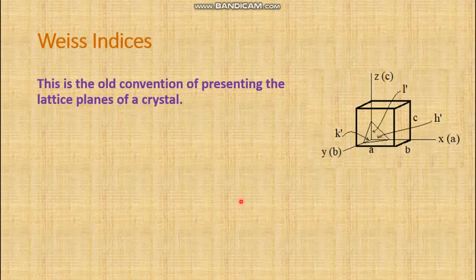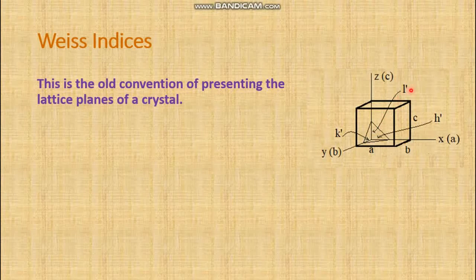By the Weiss indexing system we have to do this, like this picture. In the terminology of crystallography, the x-axis is described as the a-axis, the y-axis as the b-axis, and the z-axis as the c-axis. Now suppose this is some lattice plane and it is cutting the three axes at different distances, such that it is intersecting the x-axis or a-axis at h prime distance, it is intersecting the b-axis at k prime distance, and for the c-axis the intersection takes place at l prime distance.